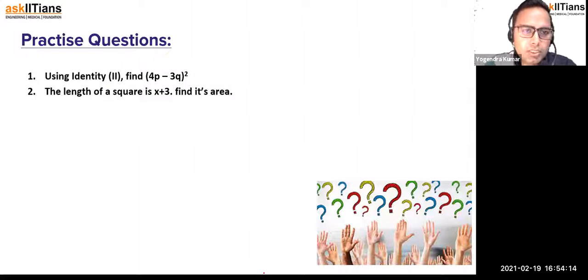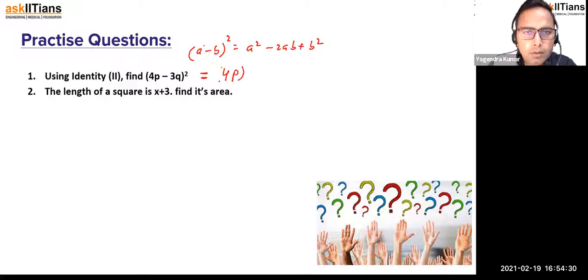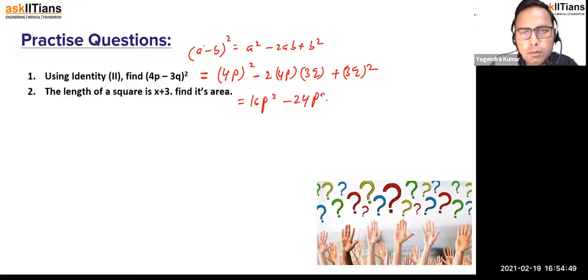Now let's see these questions using identities. Find out this. We need to use which identity? (a − b)² is equal to a² − 2ab + b². So it is (4p)² − 2 times 4p into 3q + (3q)². So what are we getting? 16p² minus how much here? 24pq, plus 9q², right? This is what we are getting.